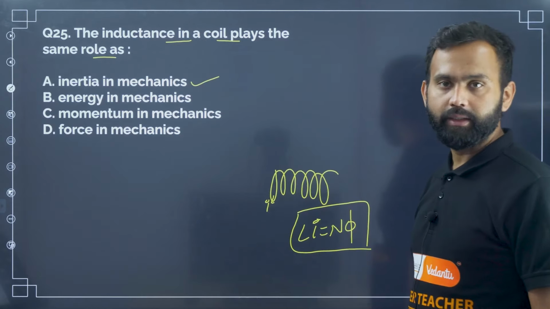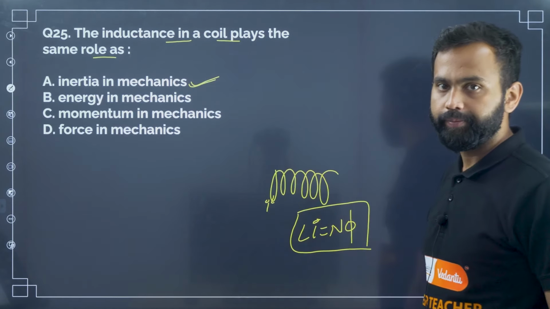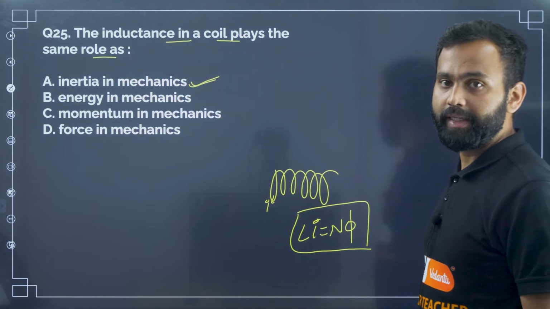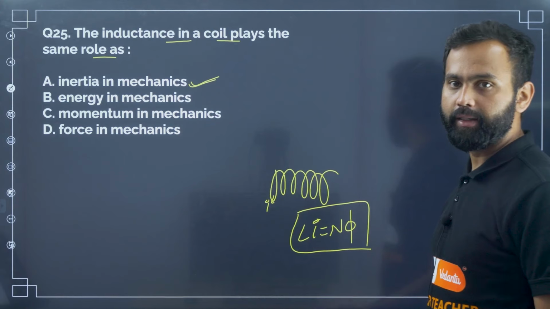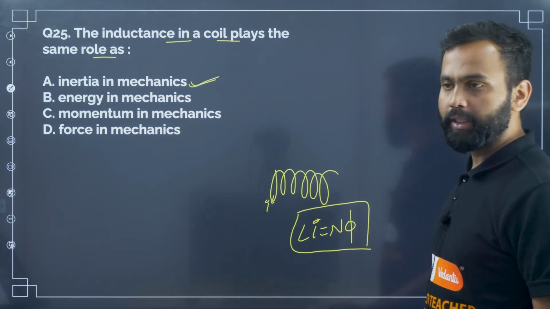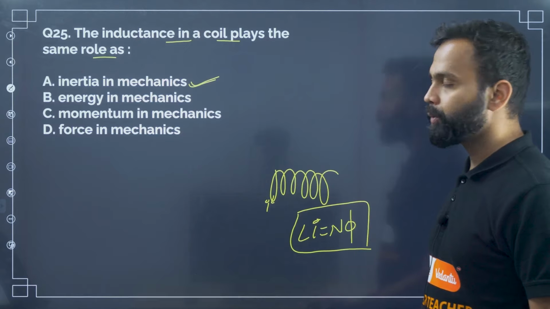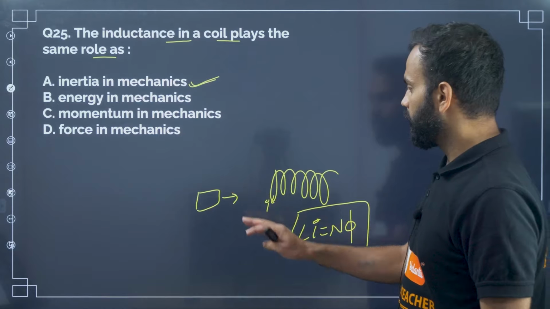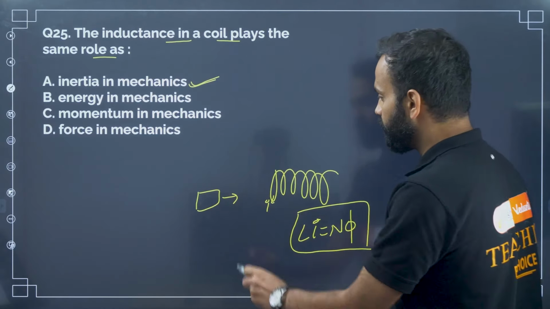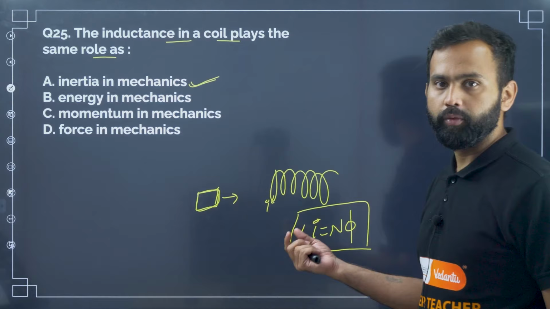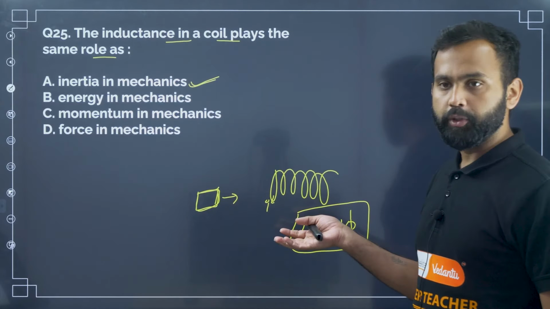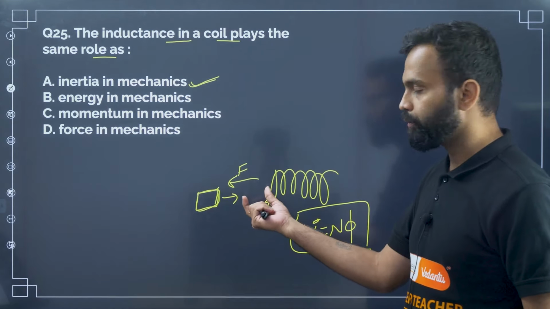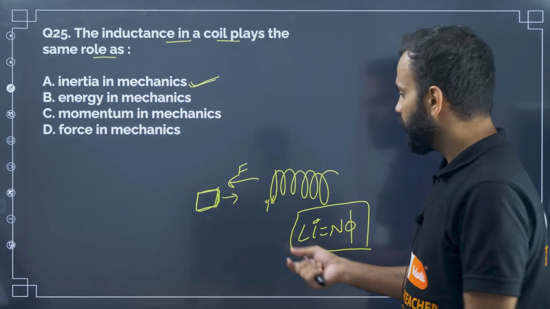So inductance in a coil plays the same role as inertia in mechanics. What is inertia in mechanics? Inertia is a property of matter or an object by which it opposes a change in its state or position. If it is moving, the object tries to move with uniform speed only. If you apply a force in the opposite direction, it opposes that force. It will try to move in this way.